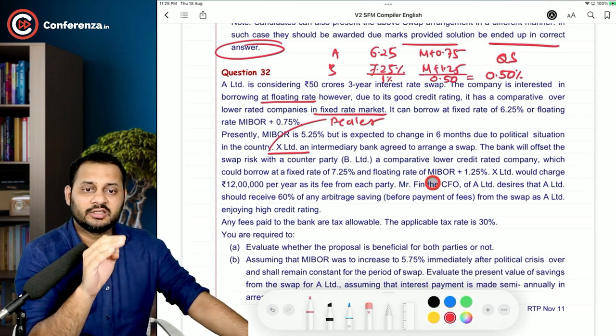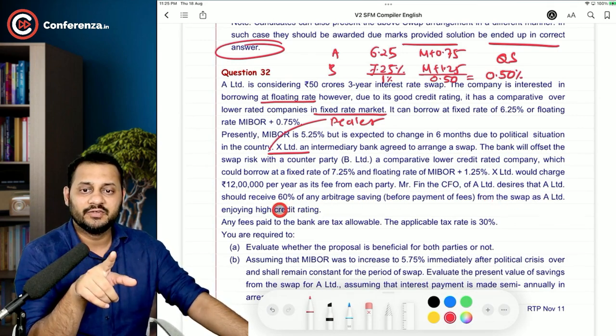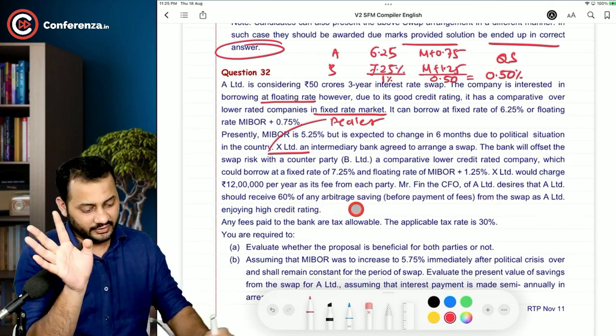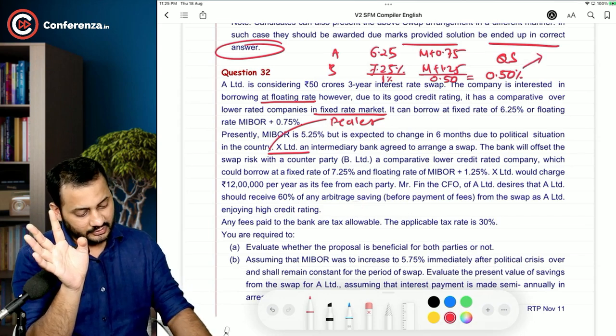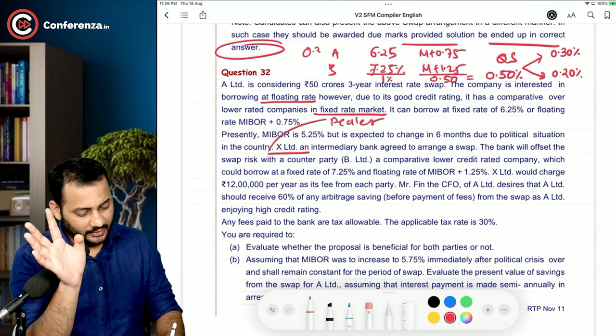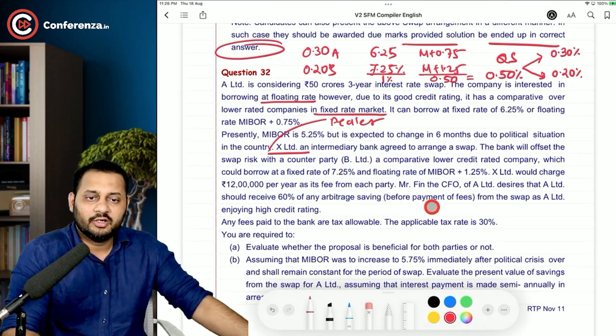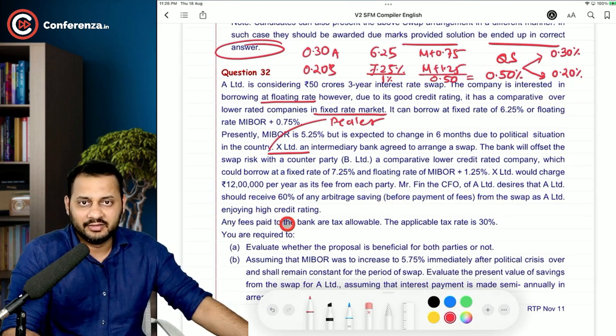Mr. Finn, the CFO of A Limited, desires that A Limited should receive 60% of any arbitrage saving. 60% of this is 0.30%, and 40% is 0.20%. So A Limited will keep a gain of 0.30 and B Limited will keep a gain of 0.20, before payment of 12 lakh rupees of fees for the swap, as A Limited enjoys a higher credit rating. Because of the higher credit rating, A Limited says, I need 60% of the gain.